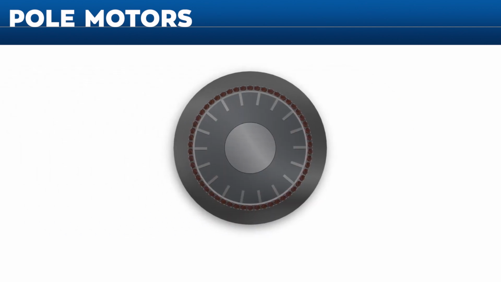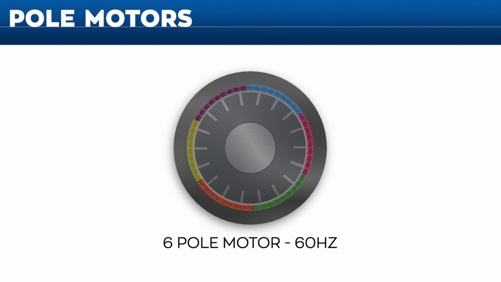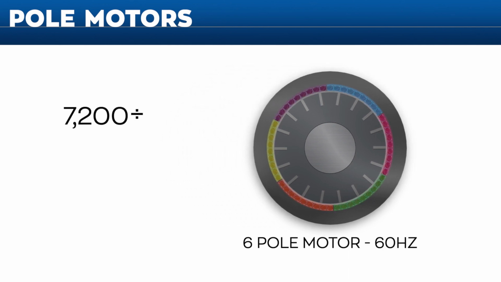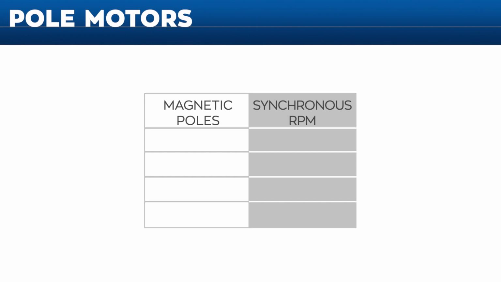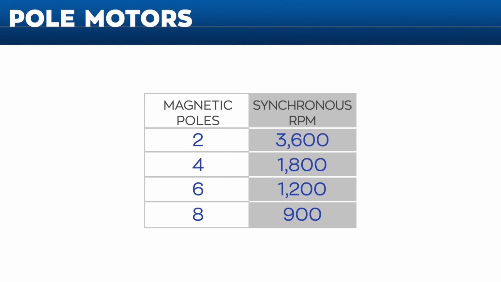But what happens to the motor's synchronous speed if we add more poles? If, like the example just given, the motor is powered at 60 Hertz and we have 6 poles instead of 2, the synchronous speed produced by the stator decreases to 1,200 RPM. You can see by this table that sync speed decreases as you increase the number of poles.